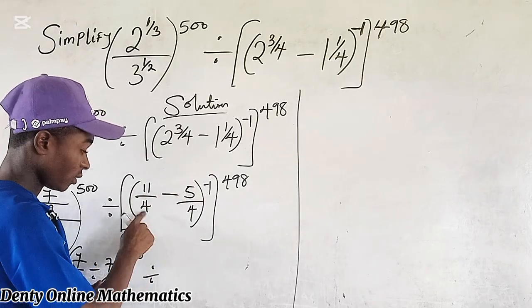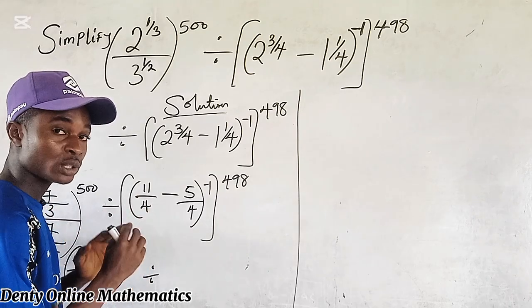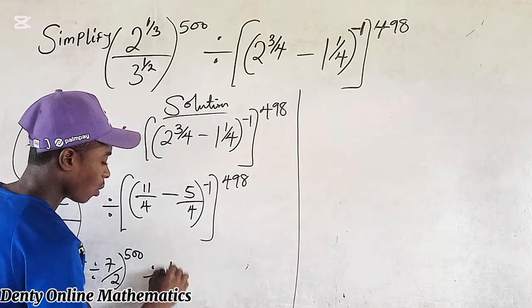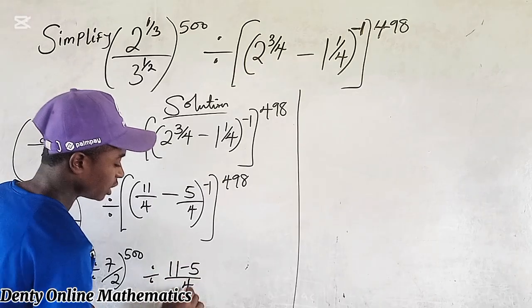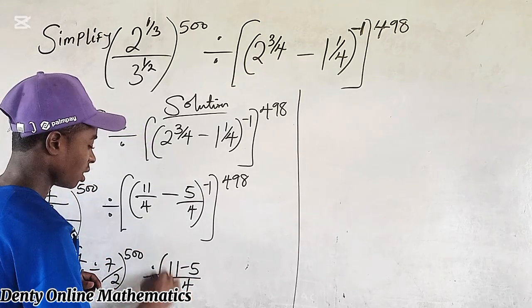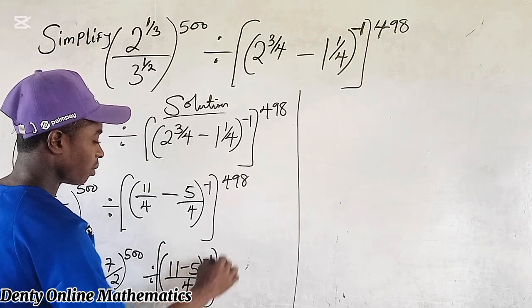If we see, for example, that we have 4 here, we have 4 here, that means we have a common denominator. So I can work with the numerator. I can just subtract the numerators and pick one of the denominators since they are common. All of this is raised to the power of minus 1 and then raised to the power of 498.